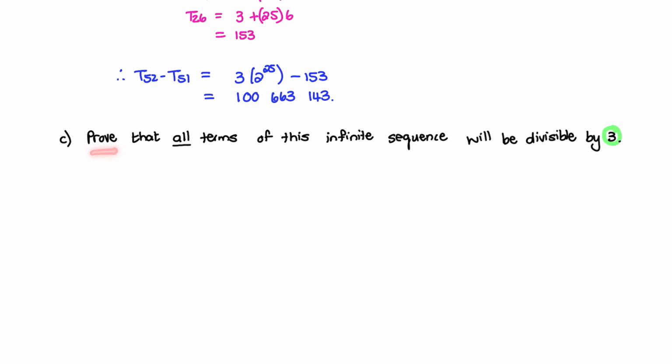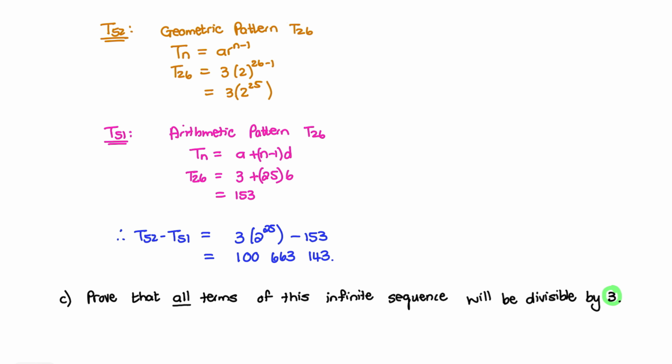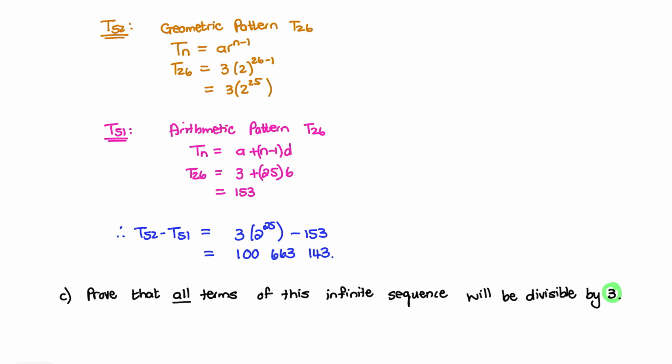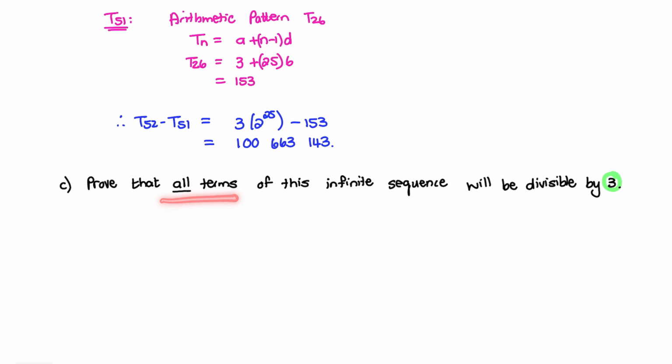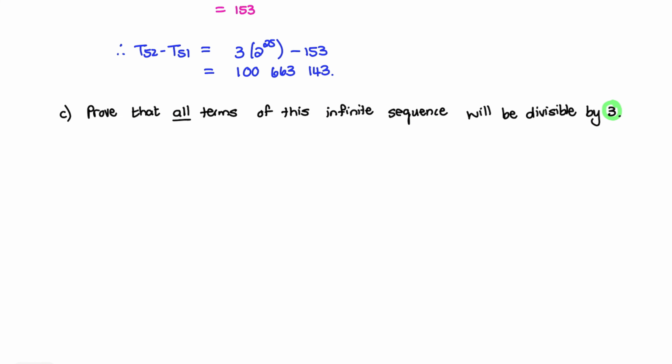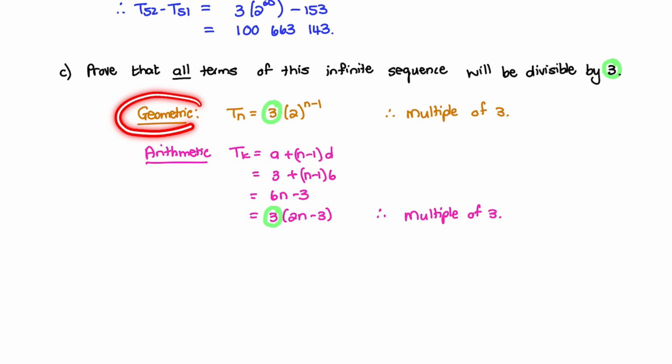The next question is one that we see quite often. It says, prove that all the terms in this infinite sequence will be divisible by 3. If you can prove that all the terms in the geometric pattern and all the terms in the arithmetic pattern are multiples of 3, or divisible by 3, then you would have proven that all the terms in this pattern are divisible by 3. So let's consider the geometric pattern. Our a value was 3, so it's 3 times the ratio of 2 to the power of n minus 1. And because we are multiplying by 3, it's always a multiple of 3.